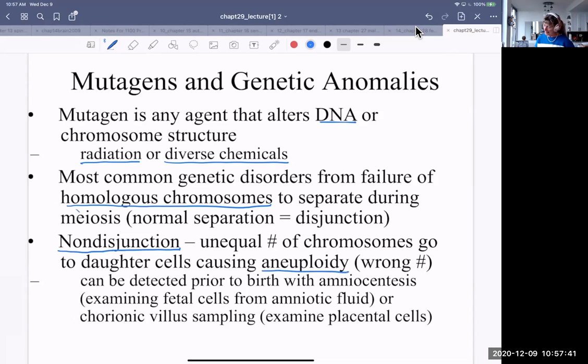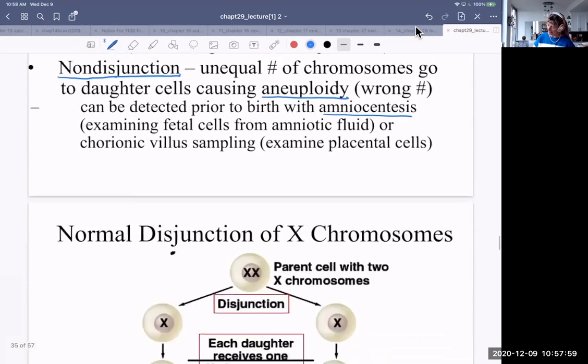So aneuploidy is the wrong number of chromosomes. It could be 0 instead of 1. It could be 2 instead of 1. It can be detected prior to birth with amniocentesis. That's examining fetal cells from amniotic fluid, or chorionic villus sampling, examining placental cells.